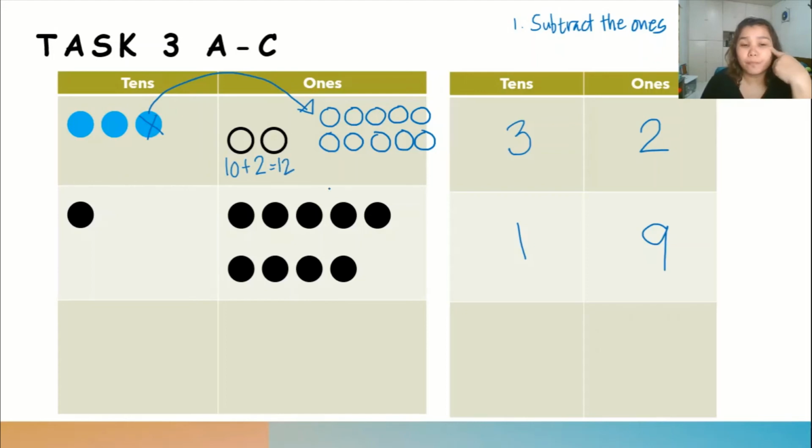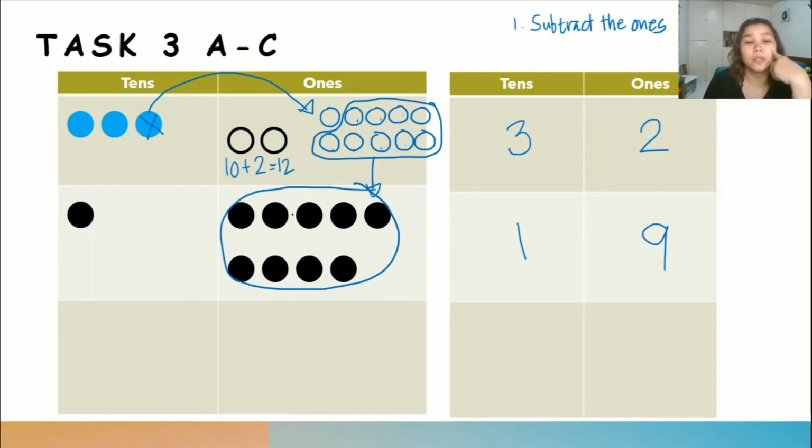And then, can we now get 9 from 12? Pwede na ba siya? So, let's count. 1, 2, 3, 4, 5, 6, 7, 8, 9. So, ibig sabihin, this will be taken away kasi ito kapareho ng 9 dito. So, let's now count how many are outside the circle. So, 1, 2, 3.